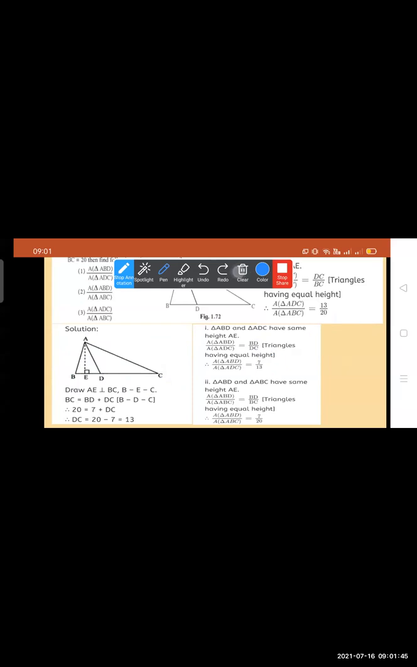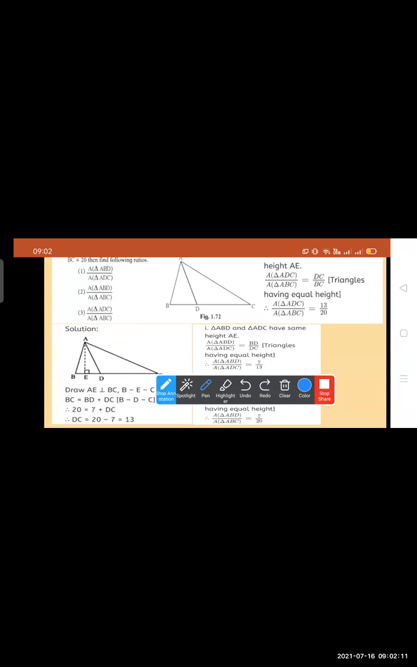Okay. Now second, again in triangle ABD and ABC, they have common height. Again we write triangle ABD and ABC. So in the first triangle BD is the base, and in the second triangle BC is the base. So BD by BC. Again we write BD value is 7 and BC value is 20. Similarly, we find the third ratio. In the third case, we take ADC and ABC. So for ADC, DC is the base, and for ABC, BC is the base. So DC by BC. Again, write down their values. Okay. So this is the second question.